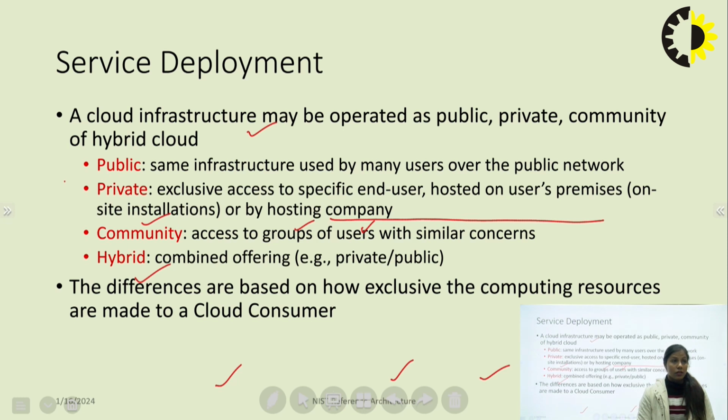In the deployment model, we have different types of clouds: public, private, community, and hybrid cloud. In the public cloud, the same infrastructure is used by many users over the internet or the public network. As we all know, whenever we discuss the public, it is accessed by everyone. No permission is needed there.